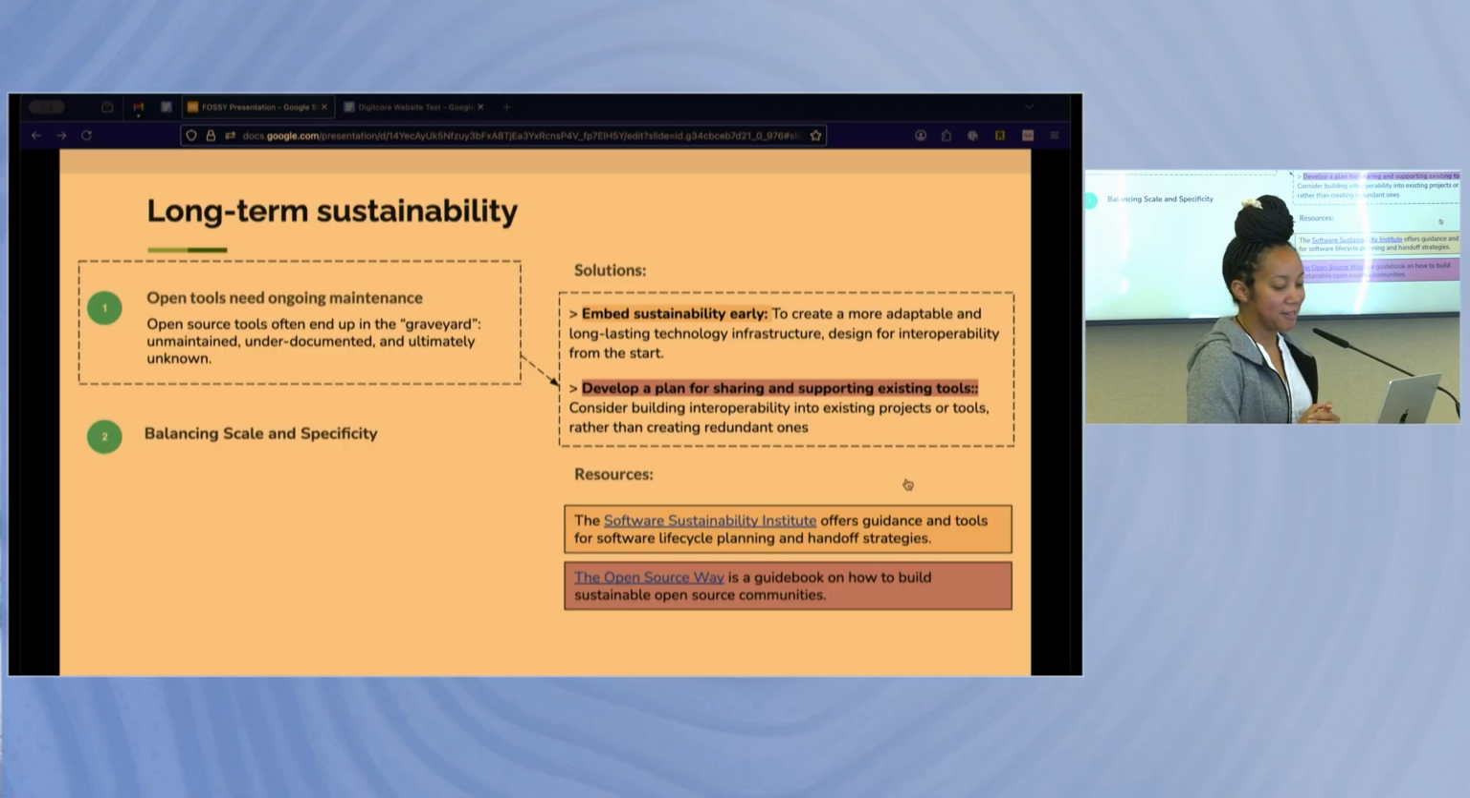So in our case, number one, obviously, open tools often end up in the graveyard. So we've got to continue to get funding. So some of the solutions that we provided here in this case were embedding sustainability early. One of the resources was the Software Sustainability Institute, which offers guidance and tools for software lifecycle planning.